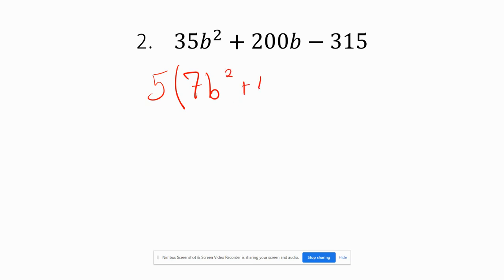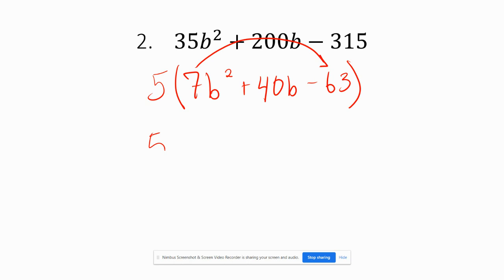So after we do that, we get 7b squared plus 40b minus 63, and this still looks pretty ugly. Most of us stopped here. You are not wrong, but you're not done either, because now we need to check this polynomial and see if we can factor that further. So yes, it's going to be pretty awful, but we need to multiply the 7 to the back and then see what we can factor from there.